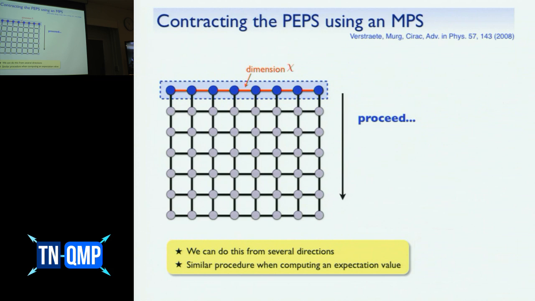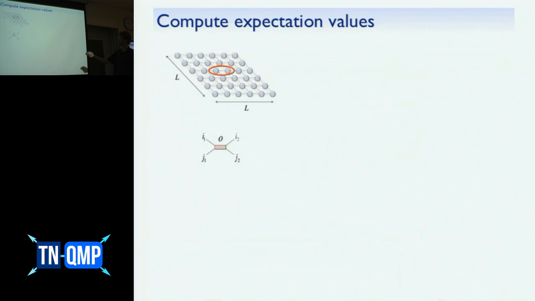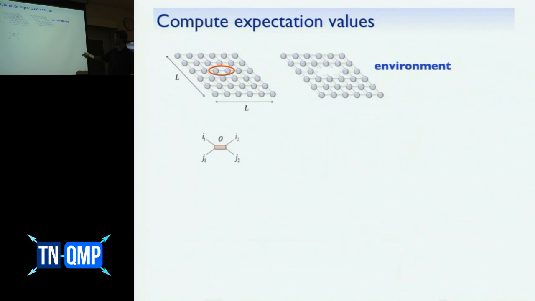And now the thing is, if you can compute the norm, you can automatically also compute expectation values of local observables, right? So imagine we want to compute an expectation value of this two-site operator O in between these two sites here, right? The thing is now that the tensor network is only going to change on these two sites here, but the tensor network surrounding these two sites will be the same as in the norm, right? So that's also called the environment of these two sites.